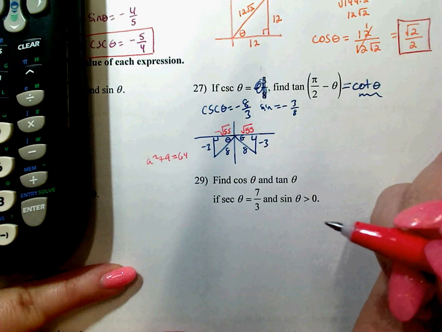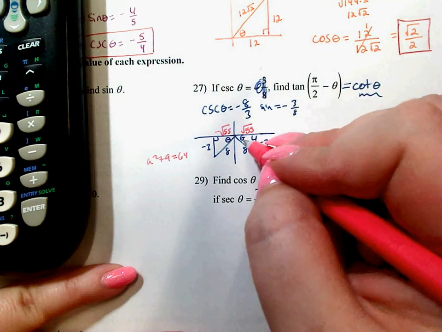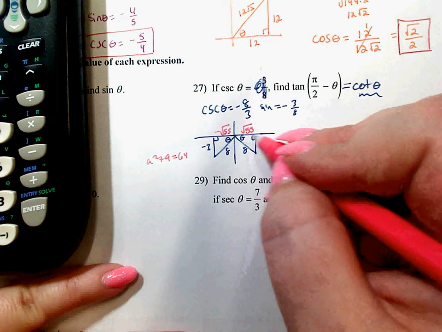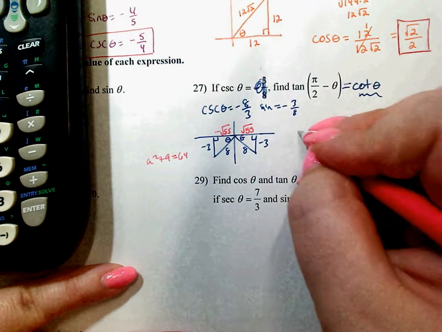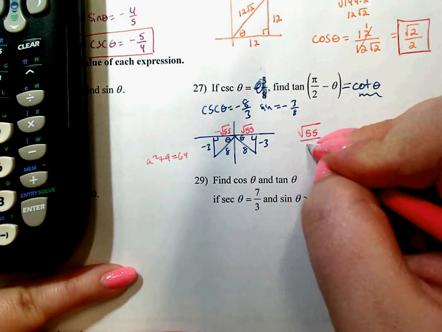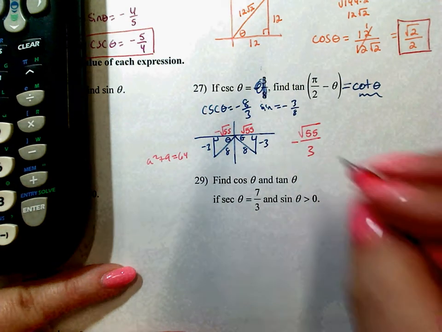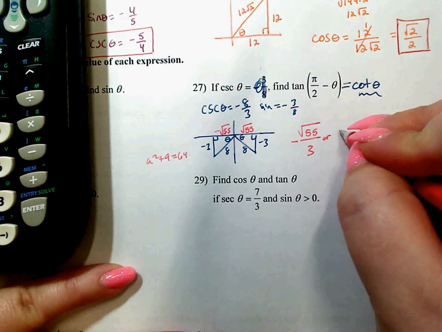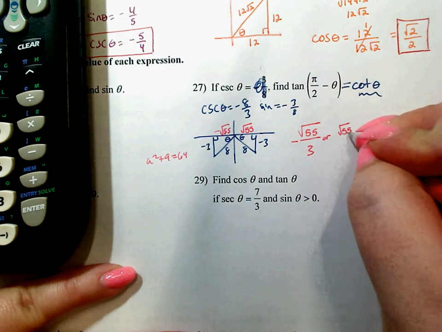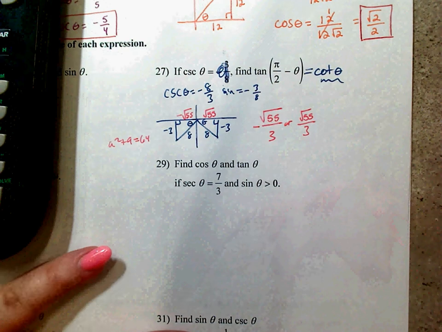So if I wanted to find cotangent of this angle, if tangent is opposite over adjacent, then cotangent is adjacent over opposite. So I would have to say the square root of 55 over -3, so I would float that negative to the top. Or it could be the negative square root of 55 over positive 3, which means square root of 55 over 3. That's one option.